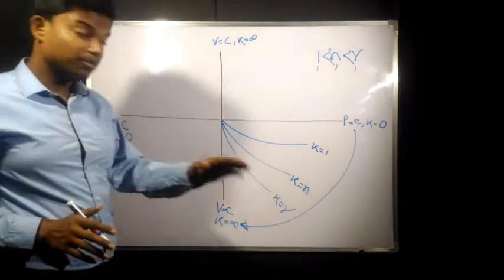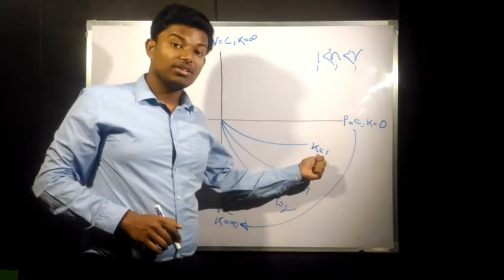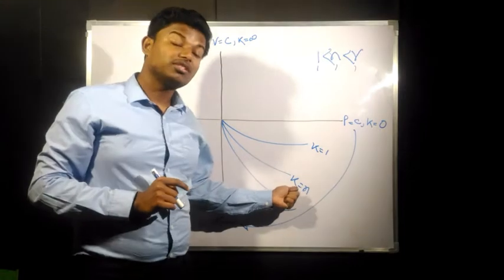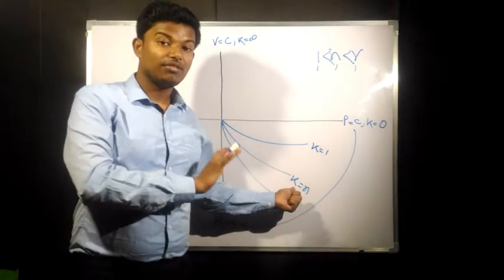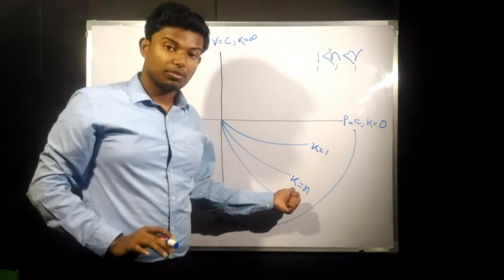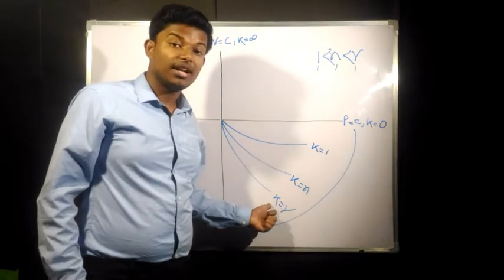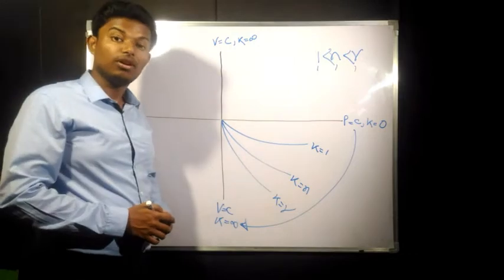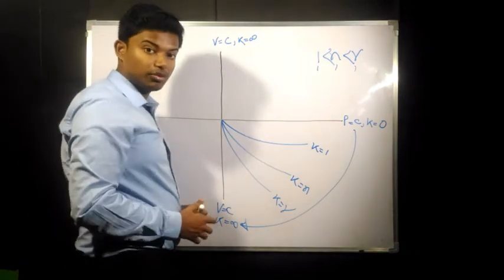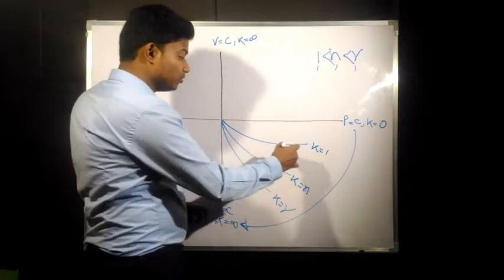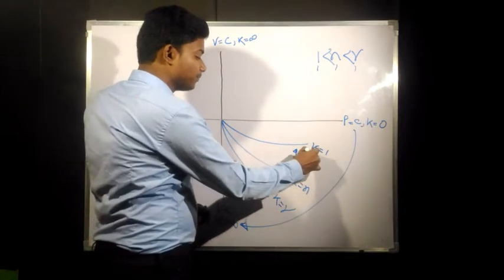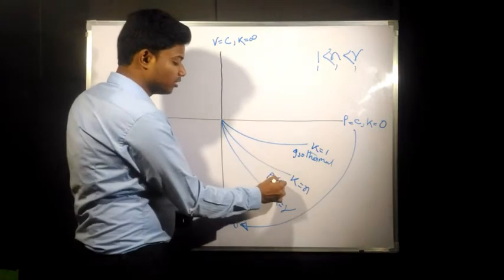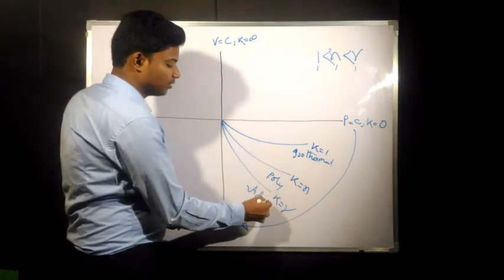Okay, so if you remember, for which process was K equal to 1? K was equal to 1 for the isothermal process. For which process was K equal to n? K was equal to n for the polytropic process. For which process was K equal to gamma? It was equal to gamma for the adiabatic process. Okay, so you can easily say that this is isothermal, this is polytropic, and this is adiabatic.